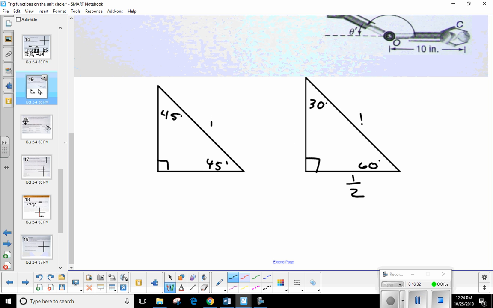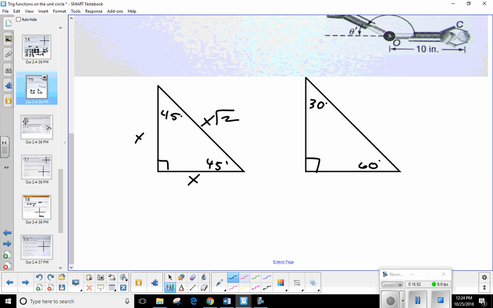Let me go ahead and erase all these. And I think we did one of these the other day. All of these can be written in terms of x. So for a 45, 45, 90, the legs are always x units long. The hypotenuse would be x square root of 2. Isn't that right, Rhett? Yep.